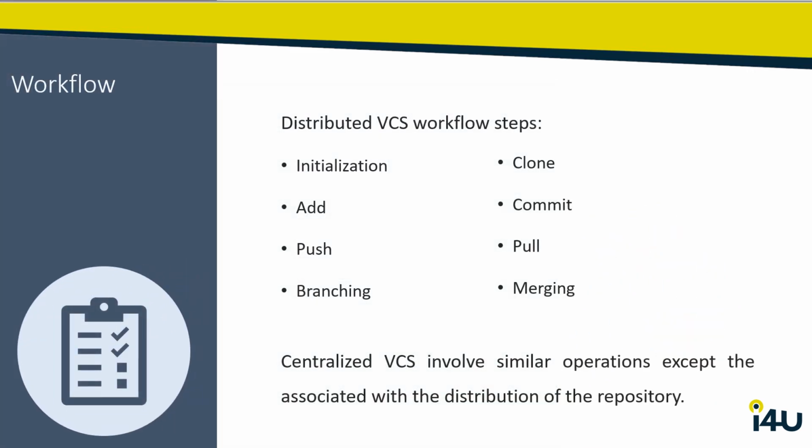A typical workflow when working with distributed VCS involves several steps or operations. Initialization and clone operations prepare the VCS on the local machine. When working on it, add and commit operations are employed while working in the local repository, and push and pull operations when interacting with the remote repository. Finally, branching allows one to work on a new line of the project independently and, after that, merge it back into the main branch. Centralized VCS workflow involves similar operations, but without considering the tasks associated with the distribution of the repository, making it a simpler workflow.